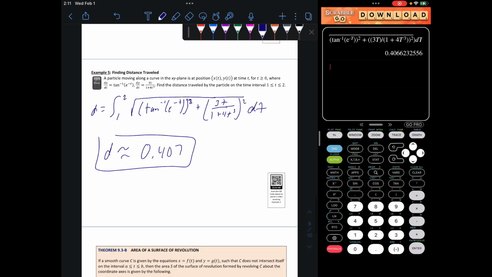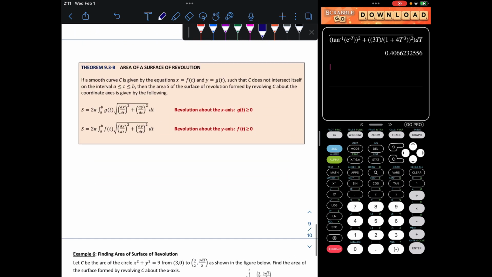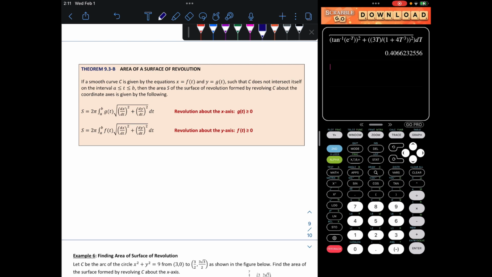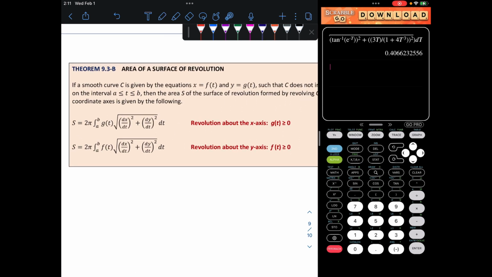All right. Last theorem of the day here. Area of a surface of revolution. If a smooth curve C is given by the equations x and y such that C does not intersect itself in the interval a to b, the area S of the surface of revolution formed by revolving C around the coordinate axes is given by the following. If you revolve it around the x-axis, we basically do our arc length times g of t, which is y. If you revolve it on our y-axis, it's our arc length times f of t, which is x.